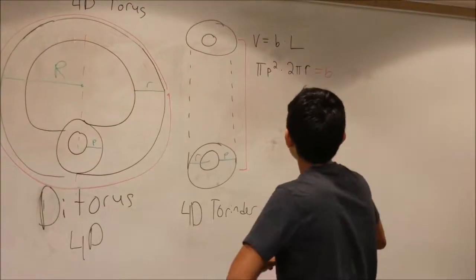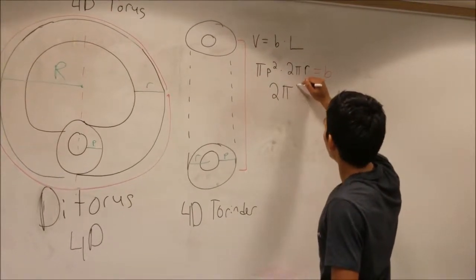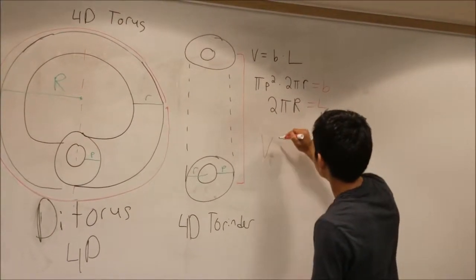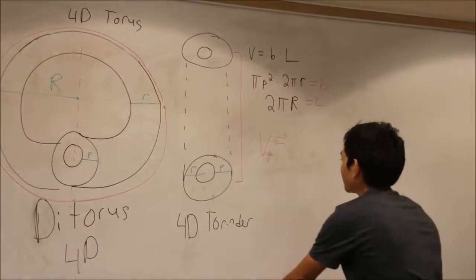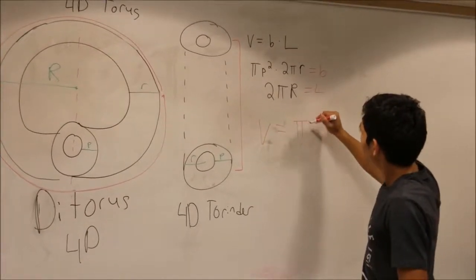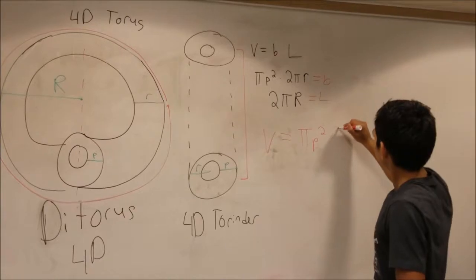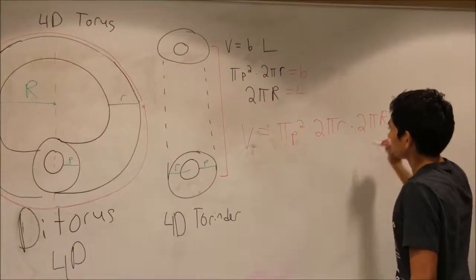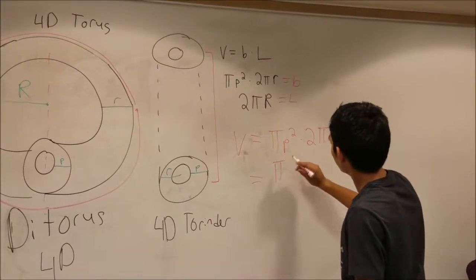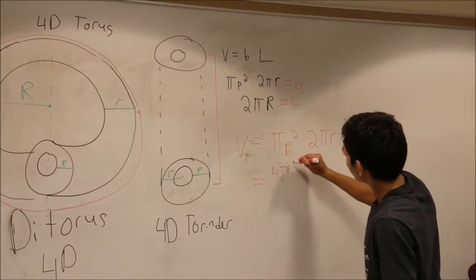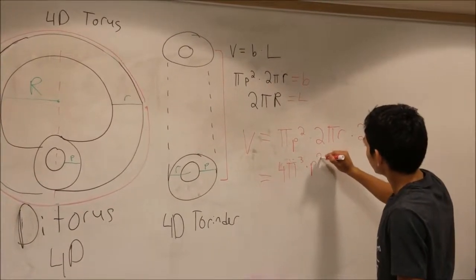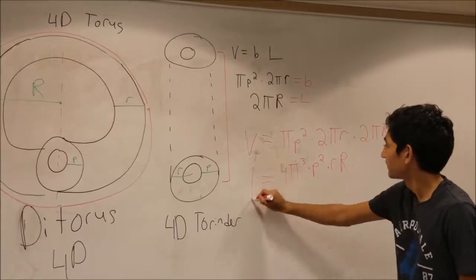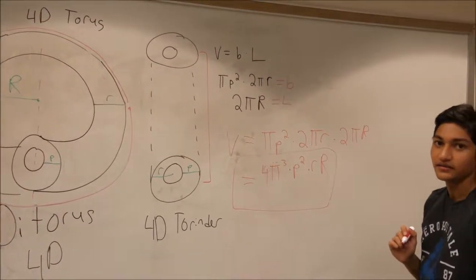So we know that the length will be 2 pi r, and therefore the volume is going to be equal to everything multiplied together, or 4 pi cubed times p squared times r times big R. And that is your 4D volume of the ditorus.